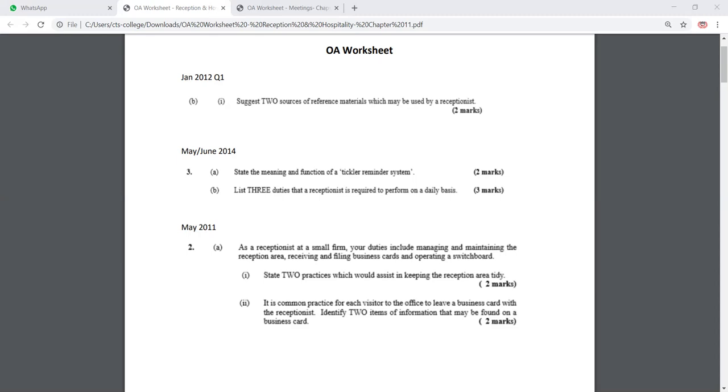So look, it's right there. Maintaining and managing the reception area. Receiving and filing business cards and operating a switchboard. The question now is, state two practices which would assist in keeping the reception area tidy. How can you keep the reception area tidy? Two points. What do you all think? It's not going to come from your book. It's something you have to think about. What are two practices in keeping the reception area tidy?